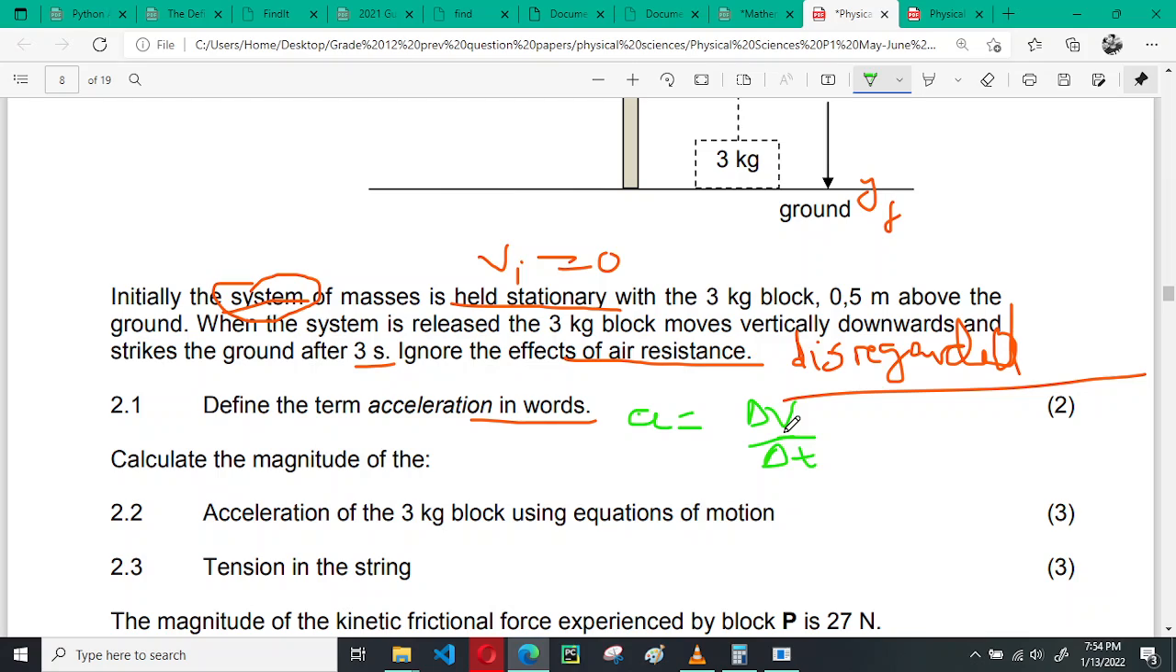So if we have a graph that looks like this, with our y axis here, our x axis here, and our origin here, and then we have a graph.